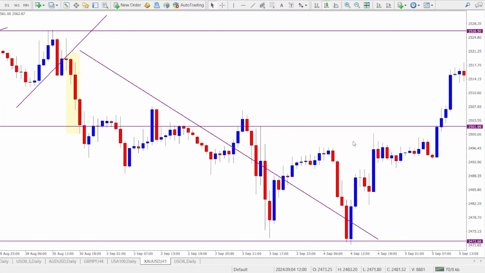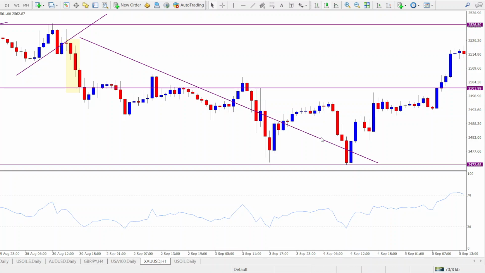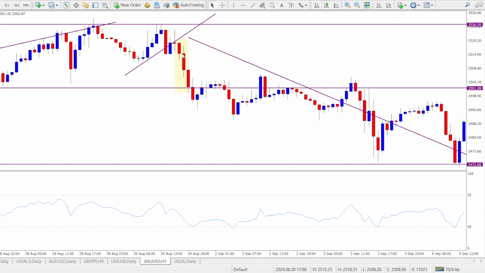Now, in order to increase the reliability of the pattern, you might want to combine it with other tools. For example, you can use an indicator like the RSI just to confirm signals. You can use the RSI to check for overbought or oversold conditions just before the pattern forms. For example, here we had the RSI trending downwards. Even though the RSI was not exactly in overbought territory, it was trending downwards, showing sell momentum. So this would have been our confirmation signal for this pattern.